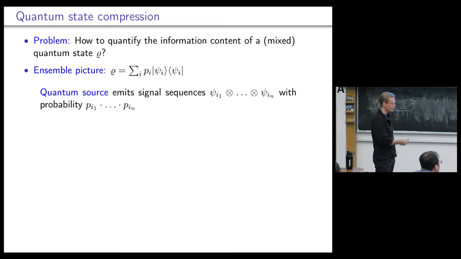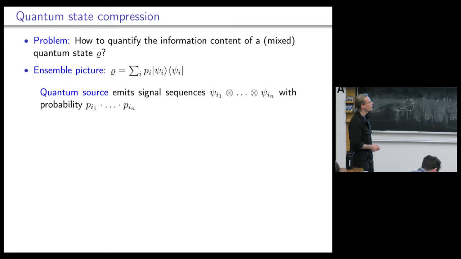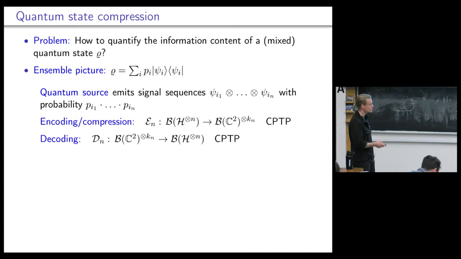which are these quantum states. So at each time instance, it emits one of these quantum states with a probability p_i. So if it runs for n time steps, then the output is going to look like this. Sorry, this psi_i stands also for this projection here, for the density operator. And this will appear at the output of the source with this probability.